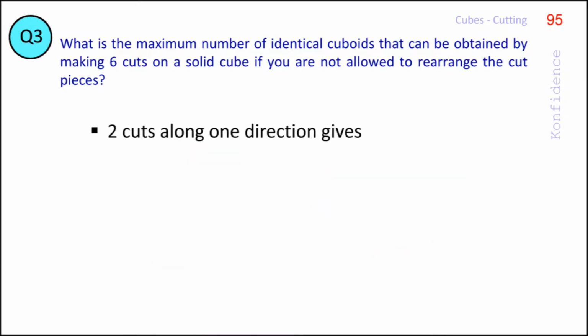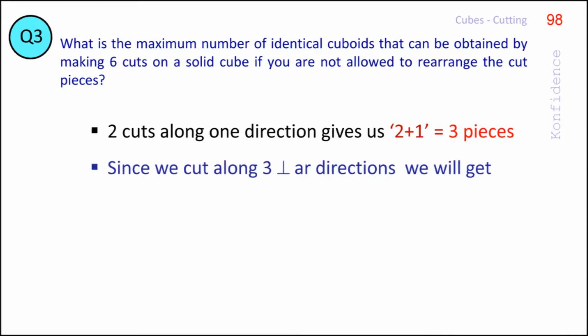2 cuts along a direction would give 2 plus 1 or 3 pieces. Since we are making 2 cuts along the 3 perpendicular directions, as we have seen earlier, the total number of pieces obtained will be the product of the number of pieces obtained in each direction. Thus, we will get 2 plus 1 into 2 plus 1 into 2 plus 1, which is 3 into 3 into 3, 27 cuboids.